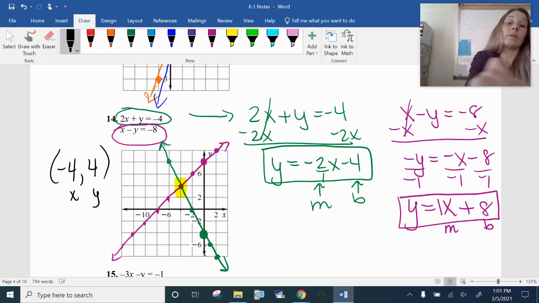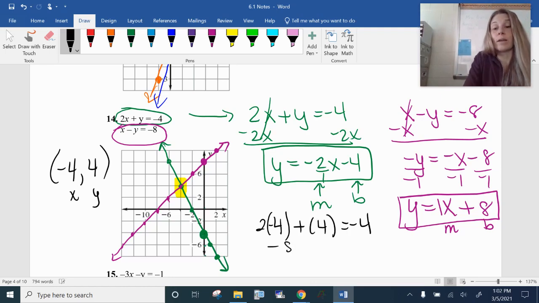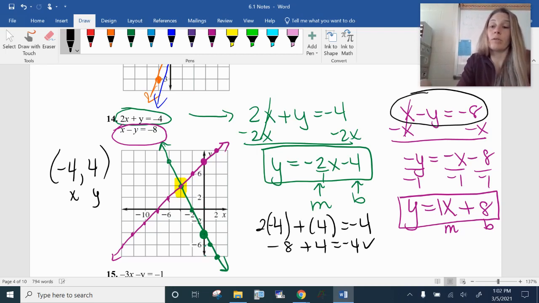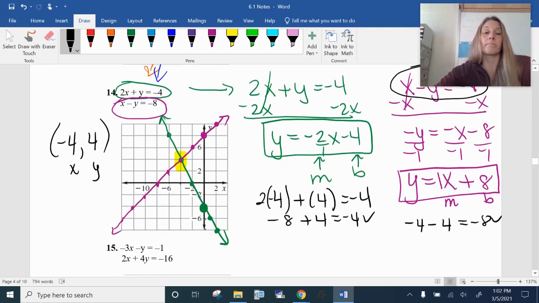So the only way we know is to check it, right? I'm going to just do this original problem here. So it's 2 times negative 4 plus 4 equals negative 4. A lot of 4s there. Negative 8 plus 4 equals negative 4. That does work out there. And then I'm going to check my original one here. So x is negative 4 minus y, which is 4, and that does equal negative 8. So it looks like we have a good solution for that one.